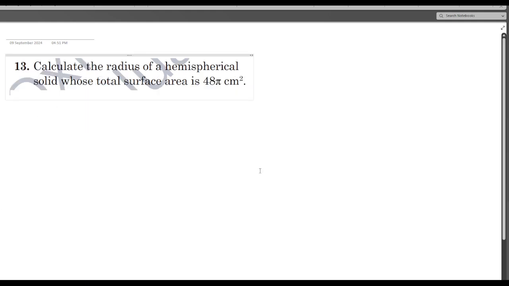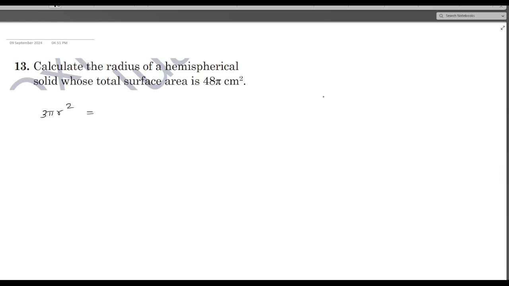Question number 13. Calculate the radius of hemispherical solid whose total surface area is 48 pi. Now for hemisphere, the total surface area is 3 pi r square. 2 pi r square is curved area and pi r square is one flat circular area. Your hemisphere will be something like this. This area is pi r square and this area is 2 pi r square. So your total surface area is 3 pi r square and this is given 48 pi.